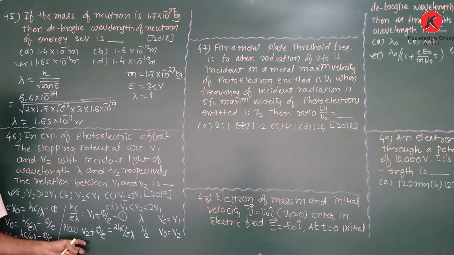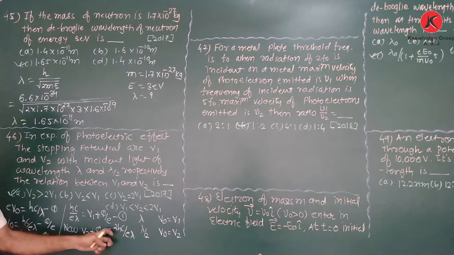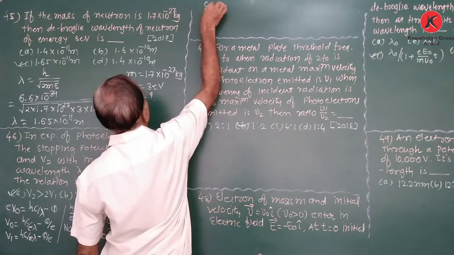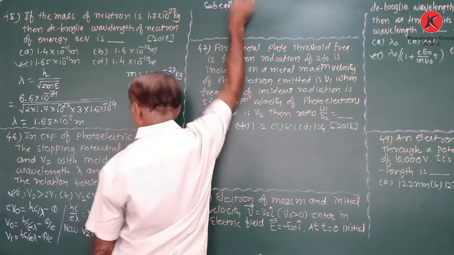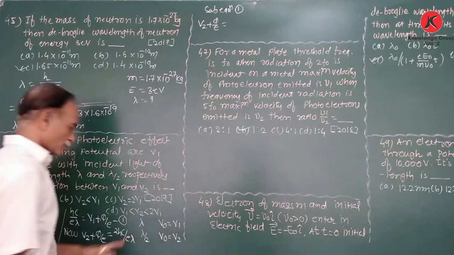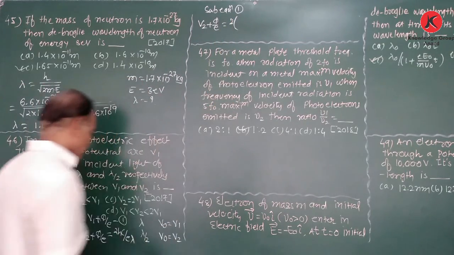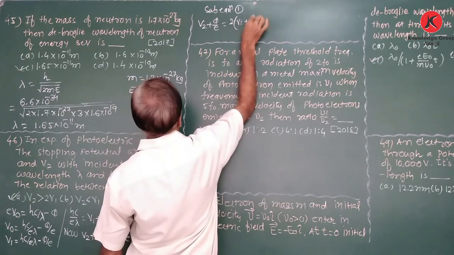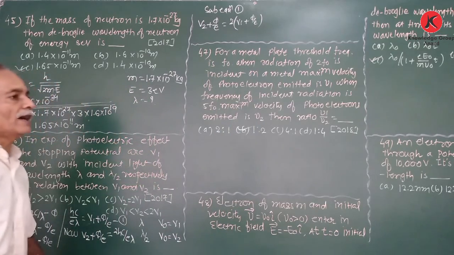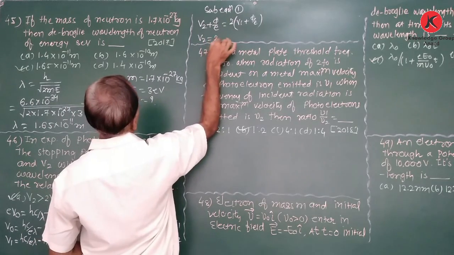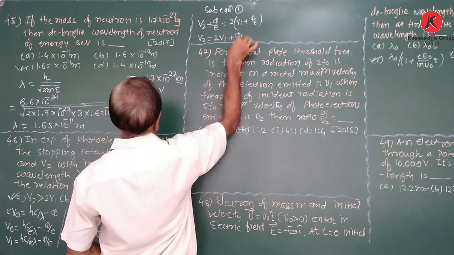Clear this? Here we have 2Hc upon E lambda, so substitute the value of Hc upon lambda from equation 1. Therefore, V2 plus phi upon E is equal to 2 times Hc upon E lambda, and Hc upon E lambda is V1 plus phi upon E. Therefore, V2 is equal to 2V1 plus phi upon E.